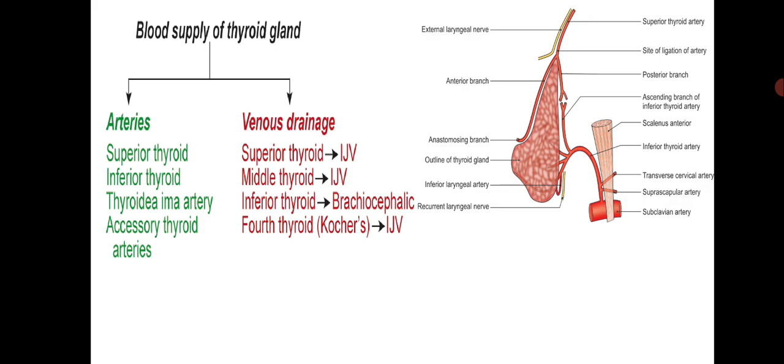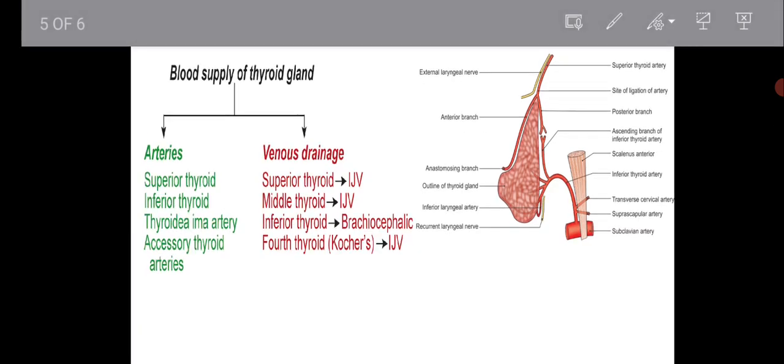Coming to the blood supply of the thyroid gland, blood supply means both arterial supply and venous drainage. The thyroid gland has a rich blood supply. The arteries of the thyroid gland are the superior thyroid artery, inferior thyroid artery, thyroidea ima artery, and accessory thyroid arteries.